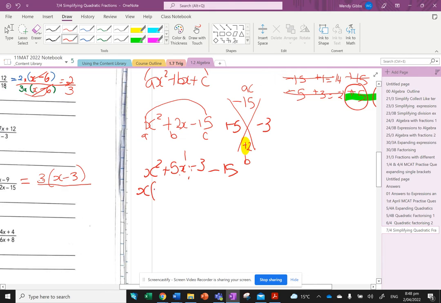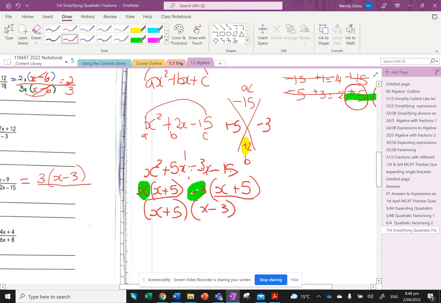X is common, x plus 5. Negative 3 is common. Now we're factorizing the last two terms. Oh, I forgot the x here. Negative 3 is common, so that leaves me with x. And a negative times a negative is a positive. 3 times what is 15? 5. So we have this repeated bracket. So our two brackets are x plus 5, and the other bracket is the leftovers, x minus 3.